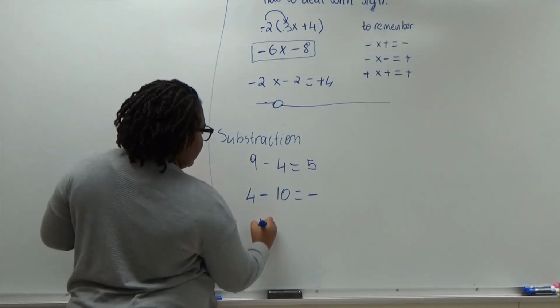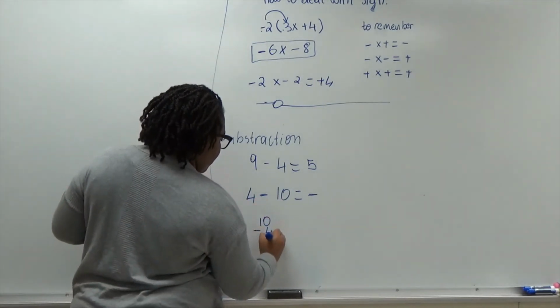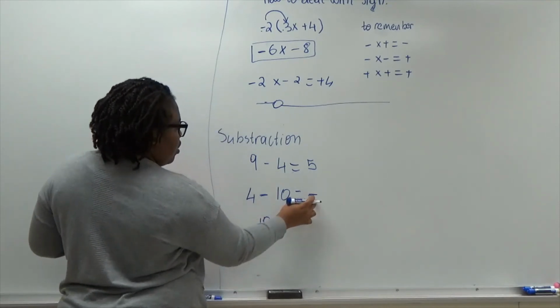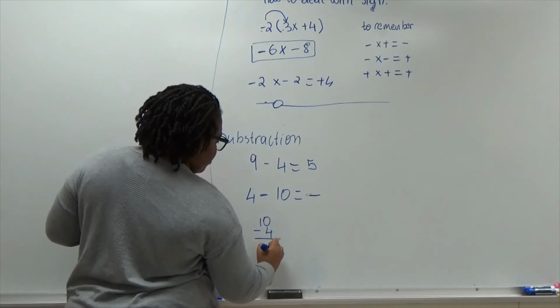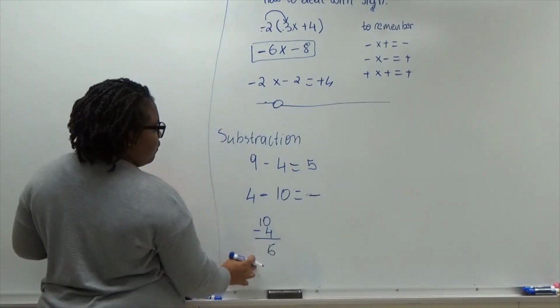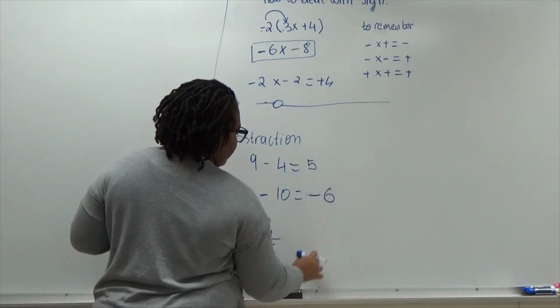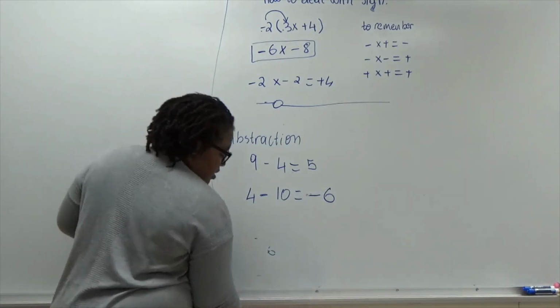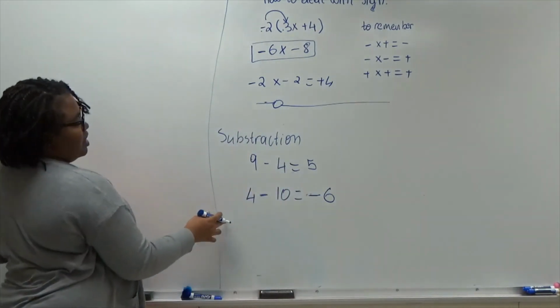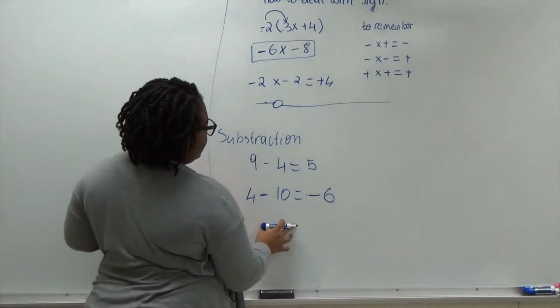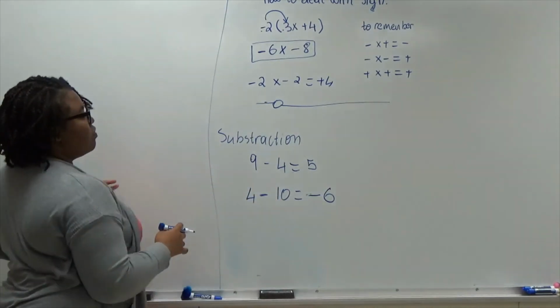So it's going to be 10 minus 4. Since I already put my negative sign over here, 10 minus 4 is going to be 6. And the number I find over here, that's what I plug over here. And that's exactly how I deal with the signs when we're talking about subtraction.